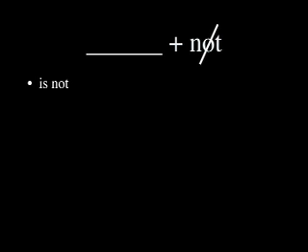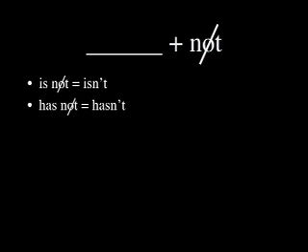To make a contraction from the two words is and not, put the two words together, remove the O, and put an apostrophe where the O used to be. The two words is and not mean the same as the word isn't. To make a contraction from the two words has and not, put the two words together, remove the O, and put an apostrophe where the O used to be. The two words has and not mean the same as the word hasn't.